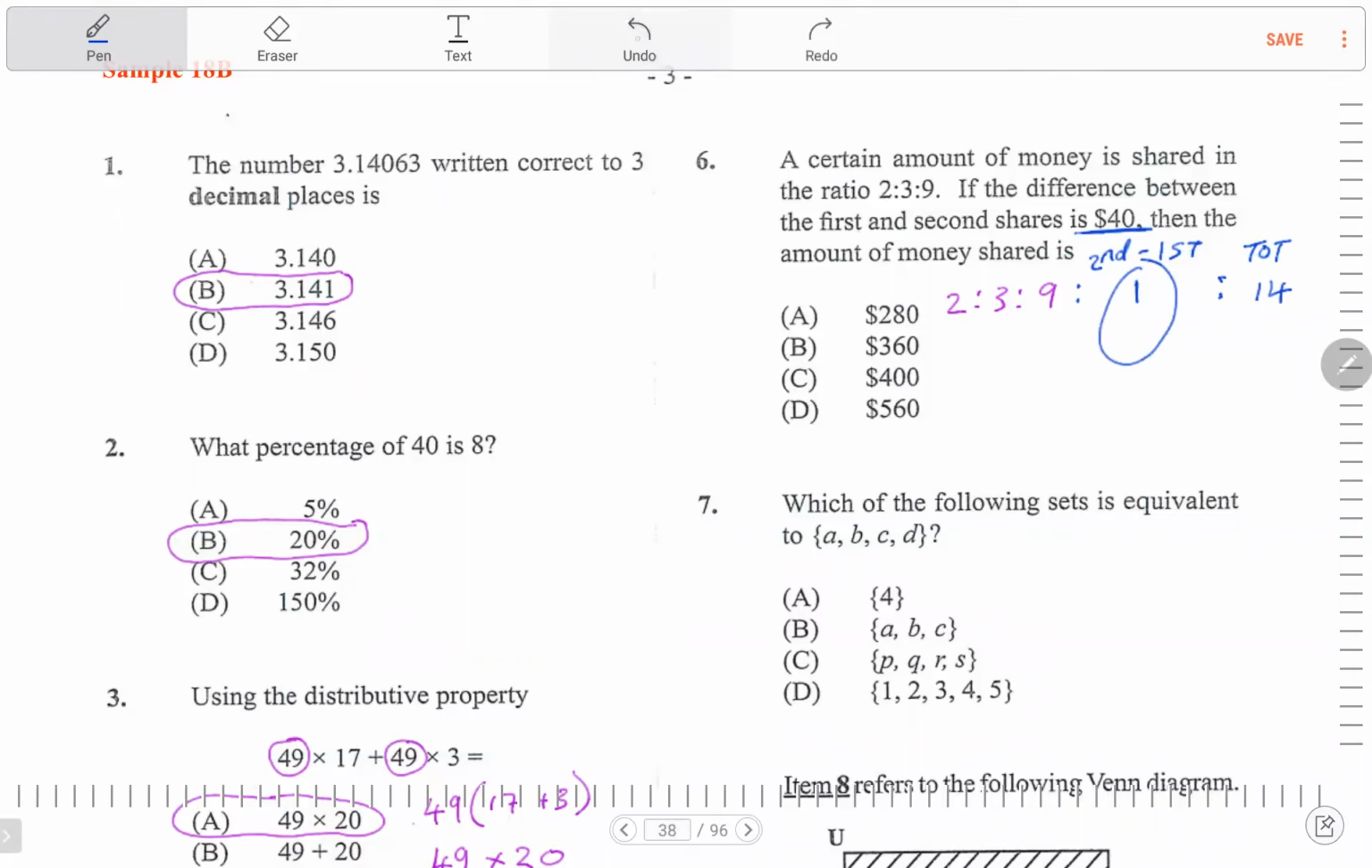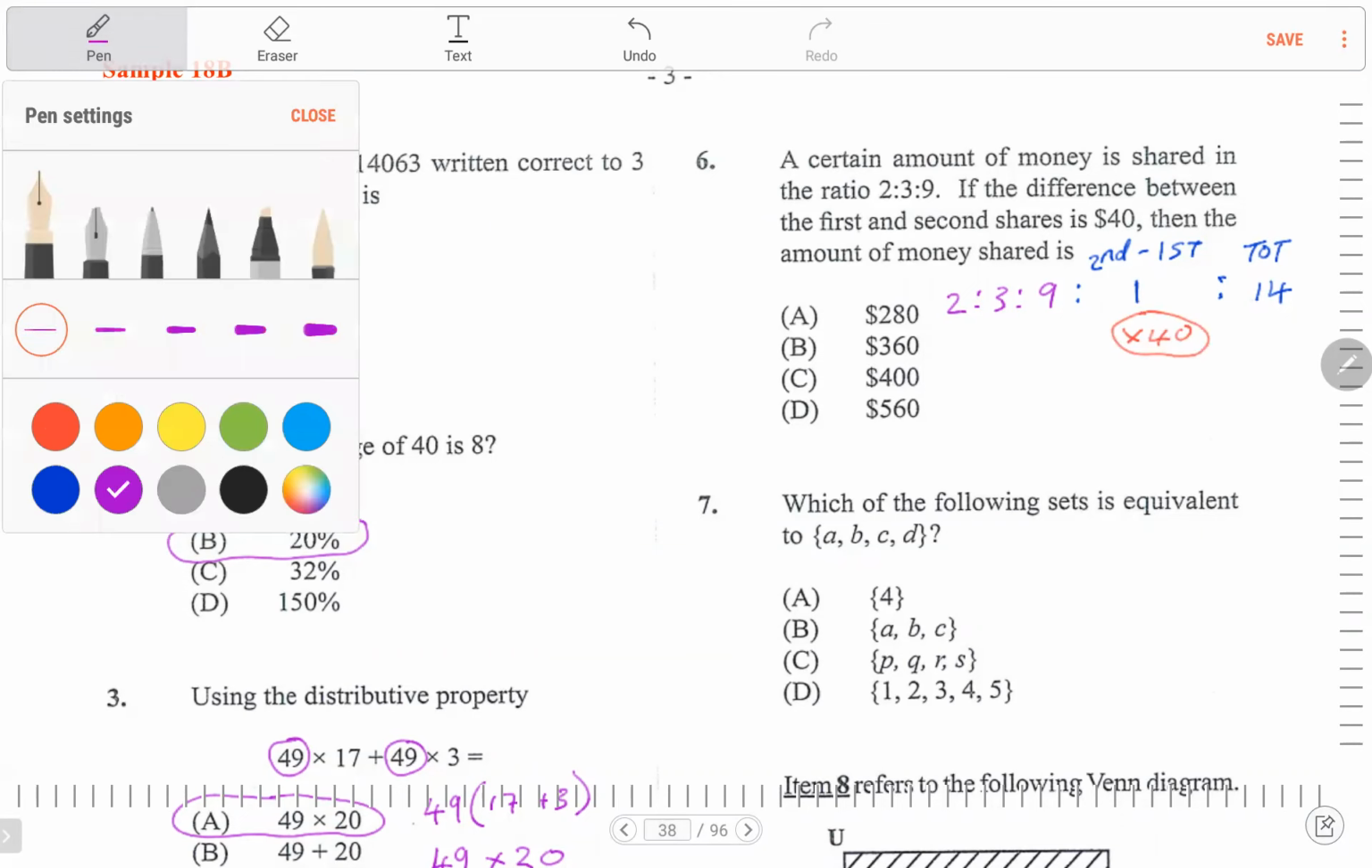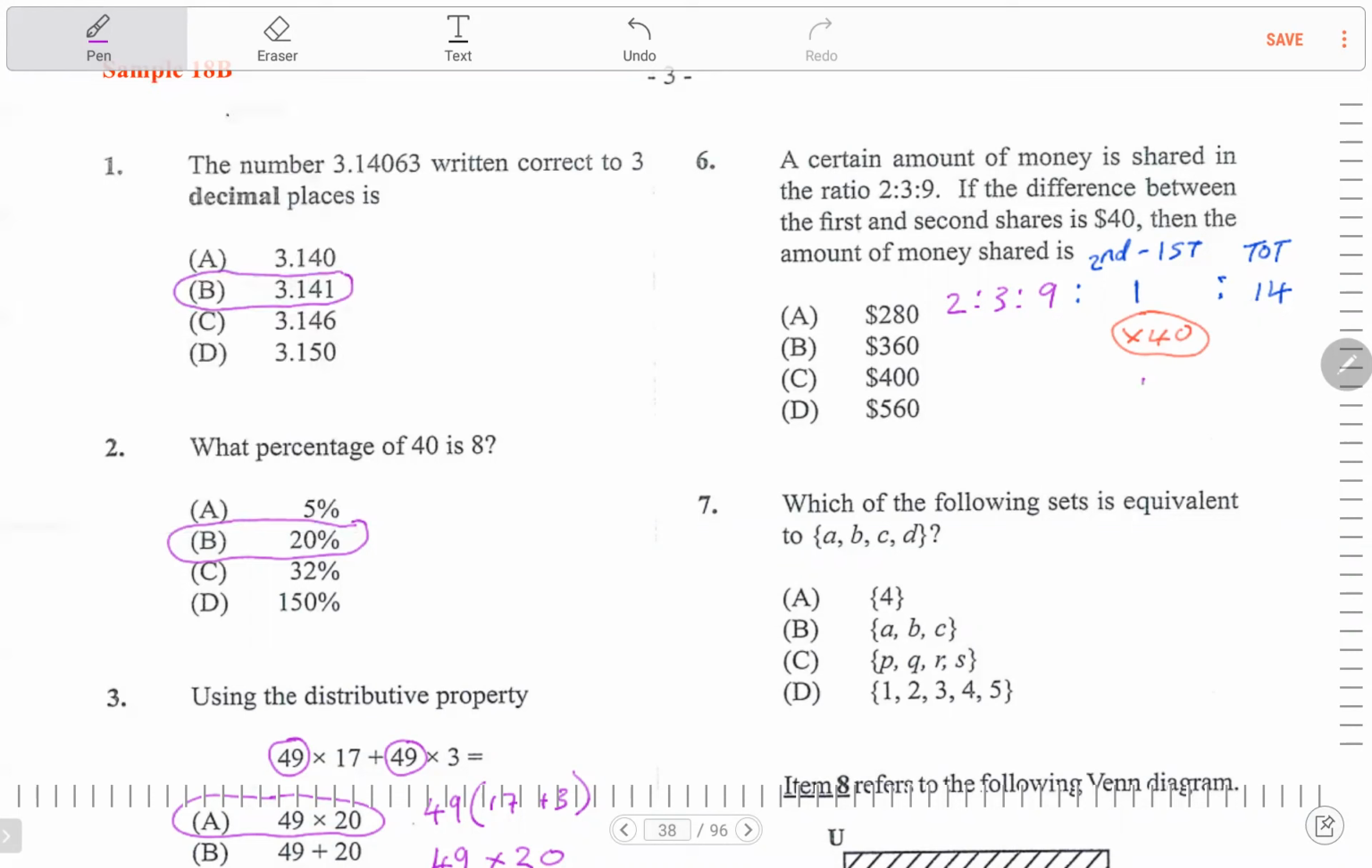So for the difference to become 40, we basically have to multiply the ratio by 40, because we want the one to become 40. So we multiply the entire ratio by 40 so that the difference becomes 40, right? And when we multiply it through by 40, you'll see what the other parts are. So this part becomes 40, and this part, which is the total that they want, becomes 40 times 14. Now 4 times 14 is 56, times the 10 gives you 560. 560, that is the total.